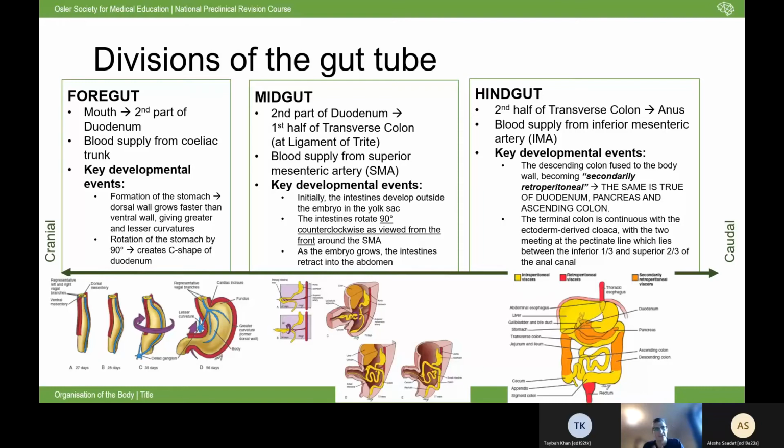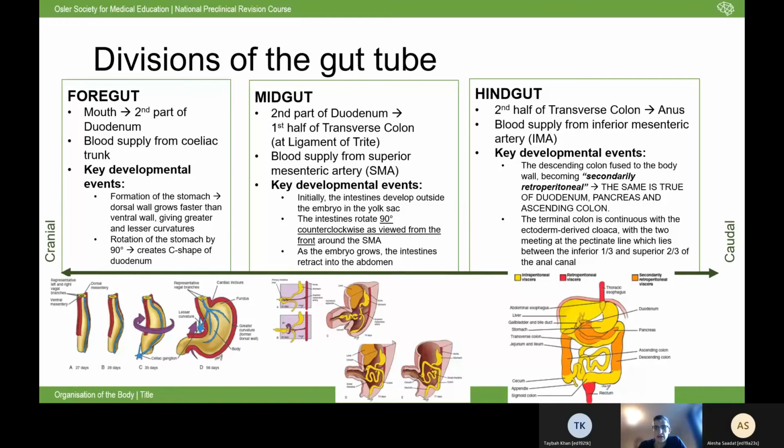So yes, we get this turning by 90 degrees and this retraction into the abdominal cavity, which gives the shapes and the folds of the small bowel. And then moving into the hindgut, this is the second half of the transverse colon, the descending colon, and into the sigmoid colon and the rectum.